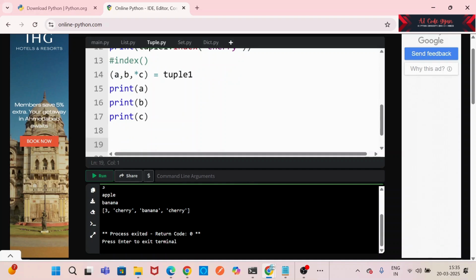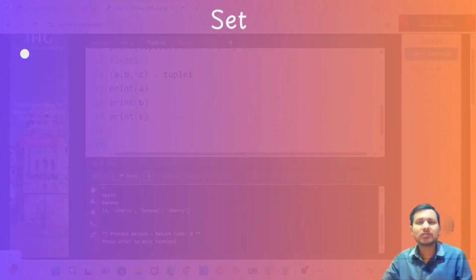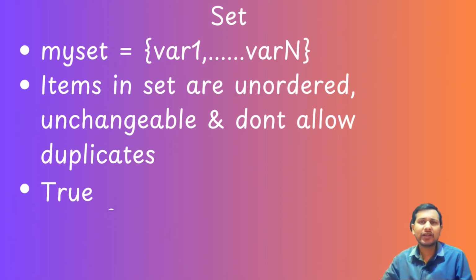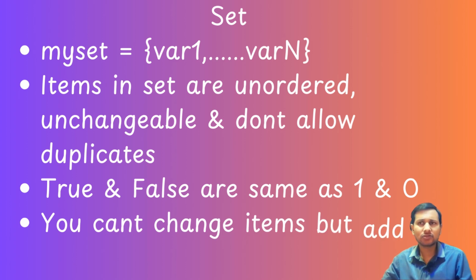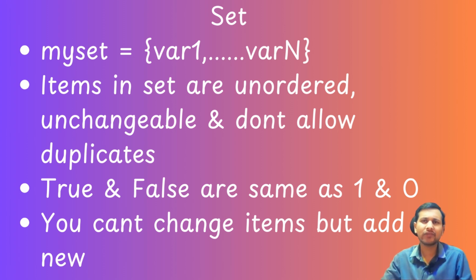So let us go to set next. Hello friends, now let us talk about the set data structure. It is also like the other two data structures, but here we use curly brackets. When you talk about syntax, my set is equal to open curly bracket, value 1 to value n, close curly bracket. But here the items are unordered, unchangeable, and it doesn't allow duplicates.